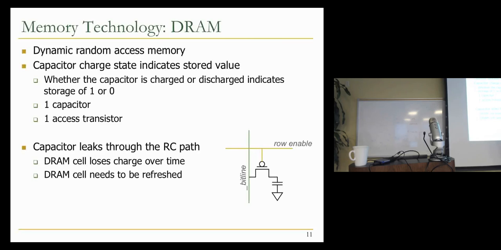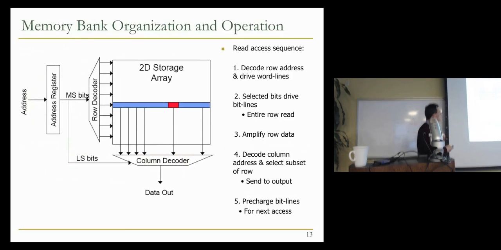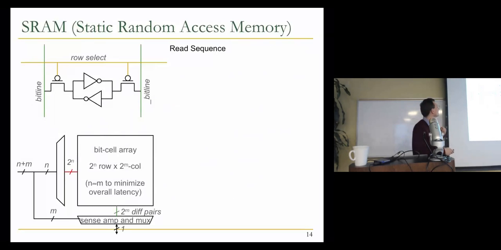For the next access to happen, you cannot have VDD in the bit line, so you need to pre-charge the bit line to VDD over 2, the reference voltage, if you will, to be able to do the next access for potentially a different row. So that's the idea of precharge for the next access. And this happens in all memories that actually change the bit line.